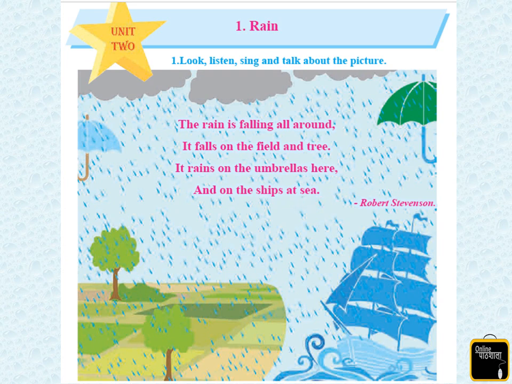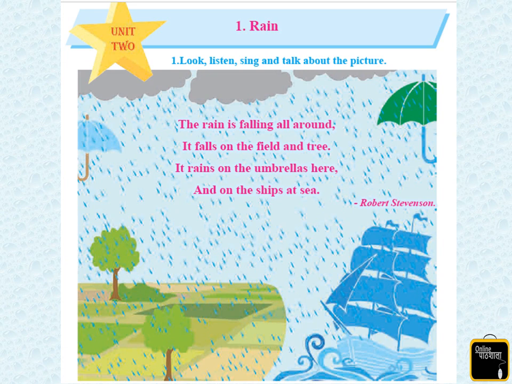And now students, clap when we are singing. The rain is falling all around. It falls on the field and tree. It rains on the umbrellas here and on the ships at sea.